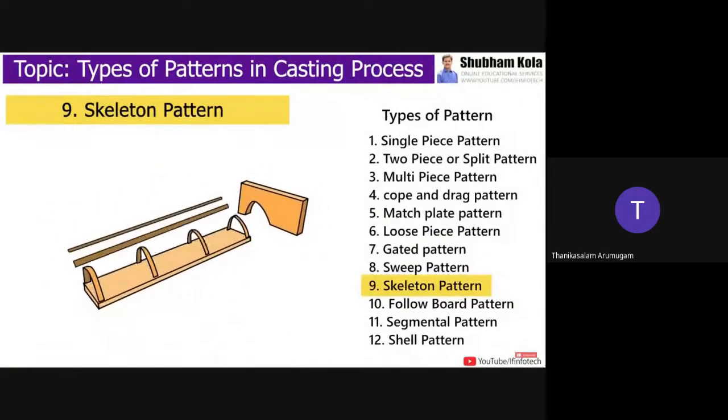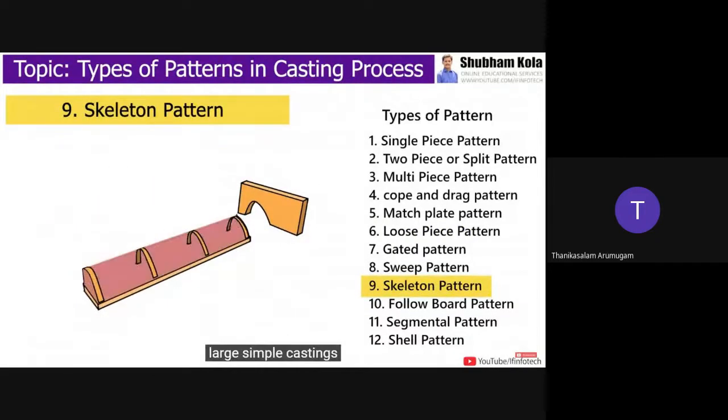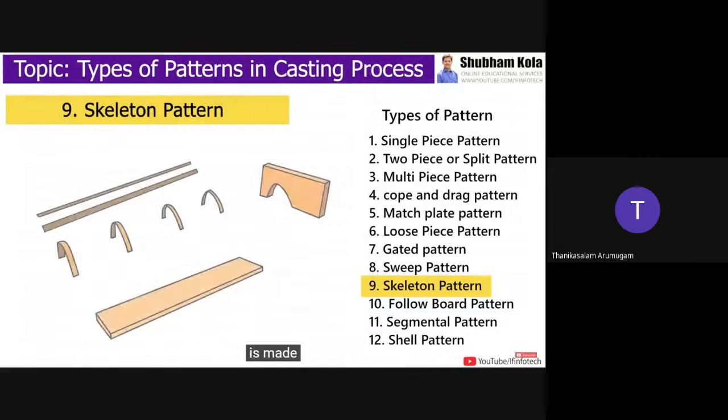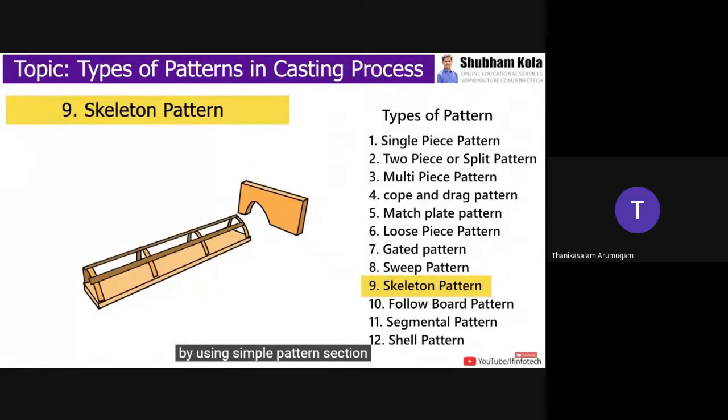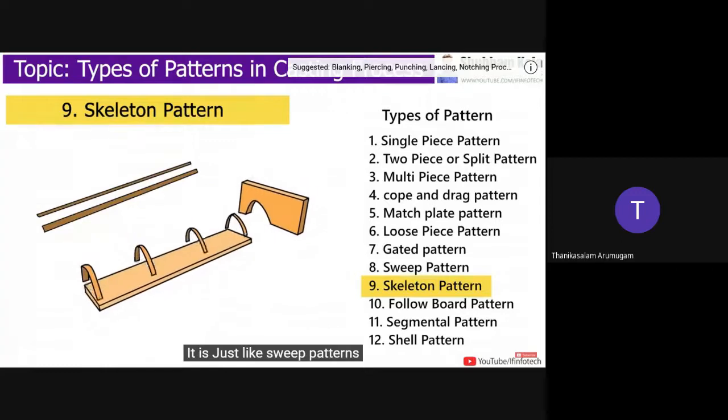Skeleton pattern is used for large simple castings. Here a skeleton-like structure is made by using simple pattern sections. This will save time and material. It is just like a sweep pattern.